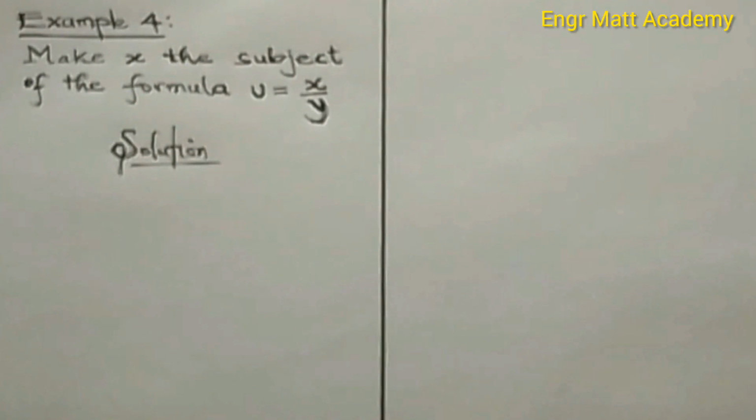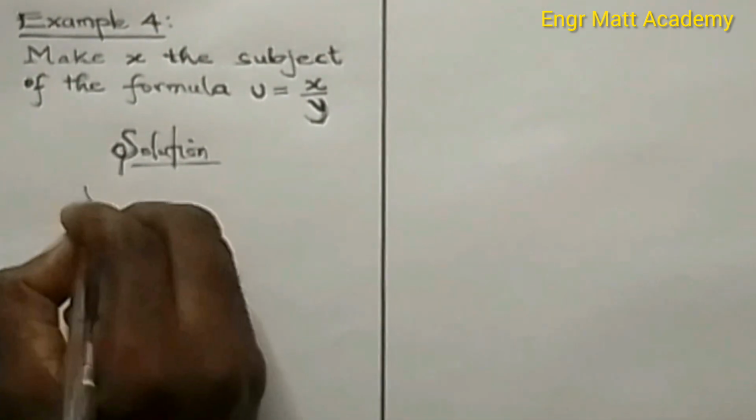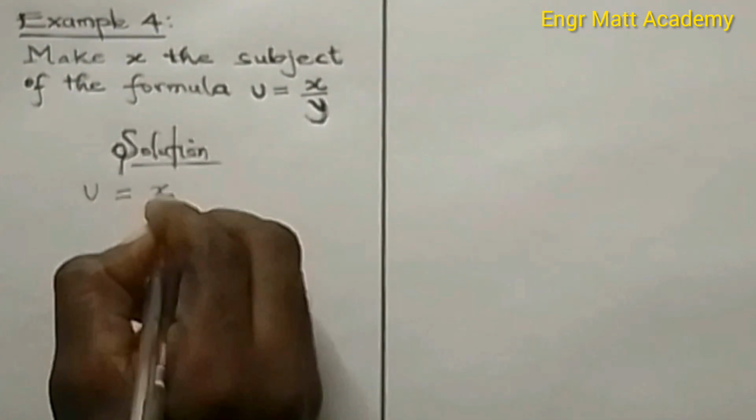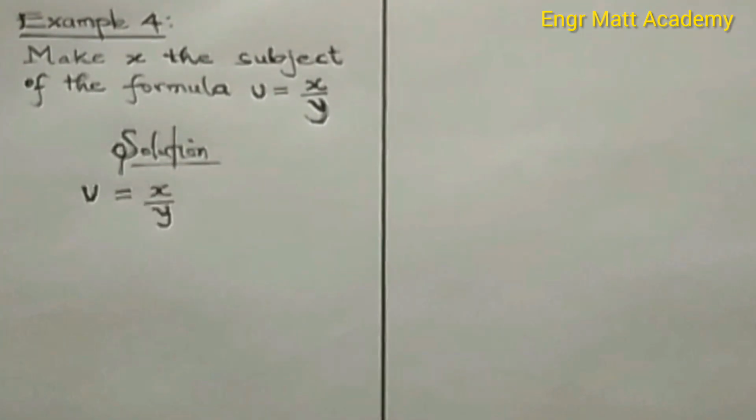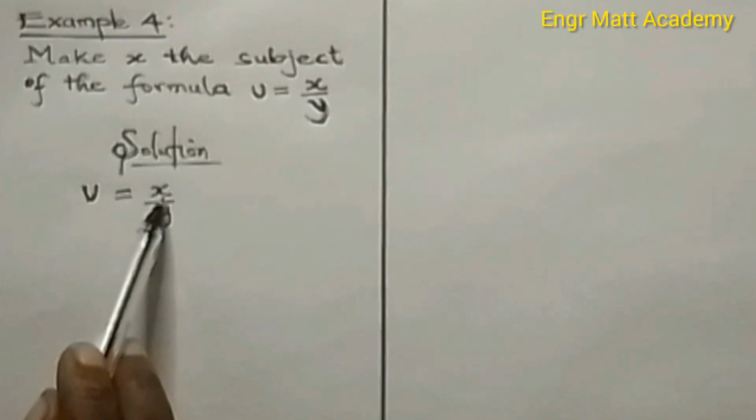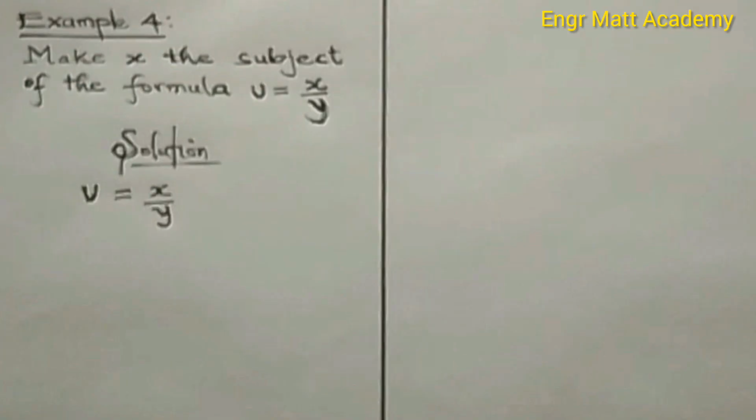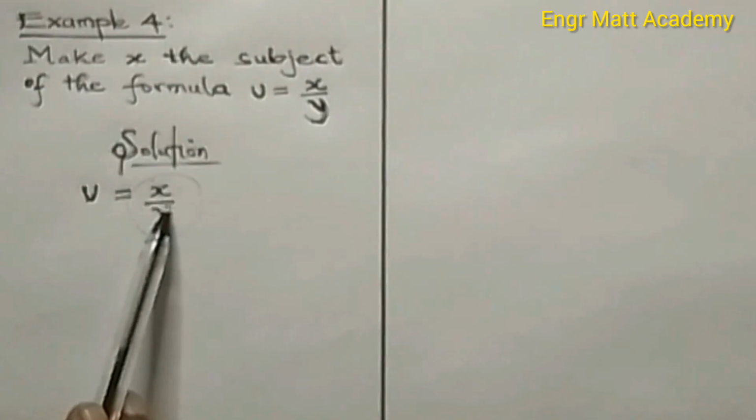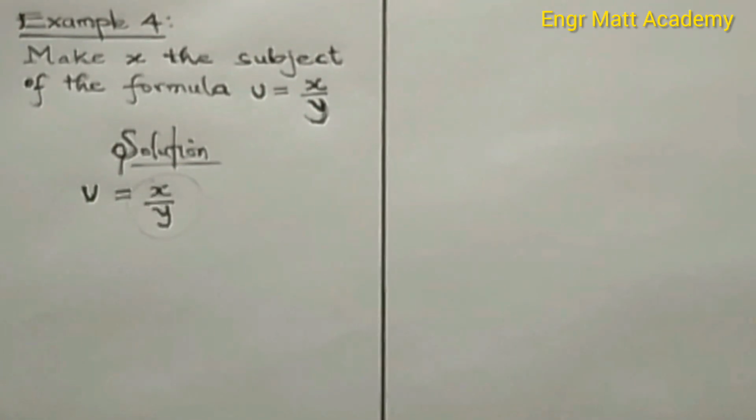This time, the formula is v equals x over y. And our job now is to make x the subject of the formula. So before you do anything, ask yourself, what is happening to x? What operation do we have here? Division. Since the operation is division, we reverse it. And how do we reverse division? It is by multiplication. So we say multiply both sides by y.